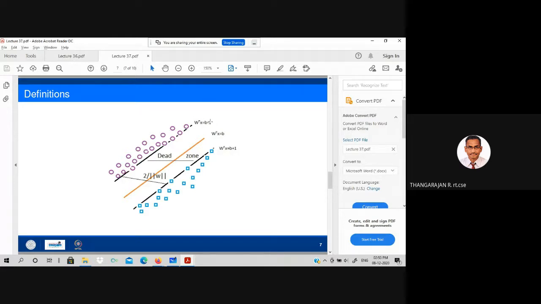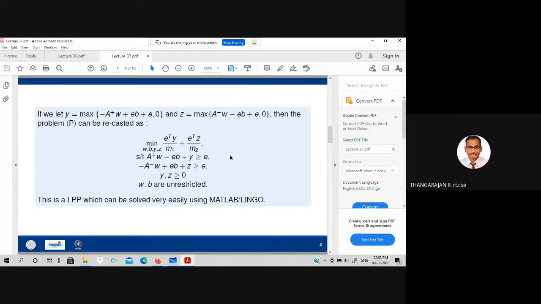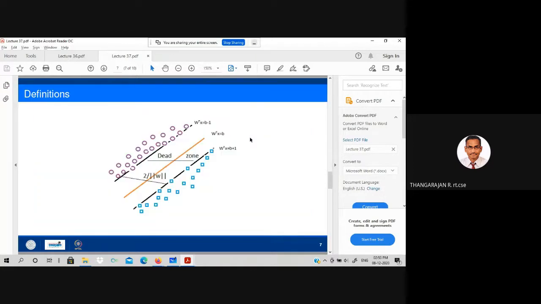The minus 1 and plus 1 are nothing but the value E which we have shown here for inequality purpose. So that E is what that 1 is. And the points which are on that particular line, that is W transpose X equal to B plus 1 or W transpose X equal to B minus 1, are called the support vectors.